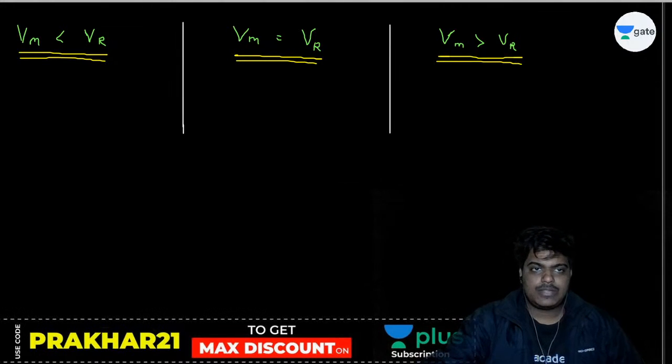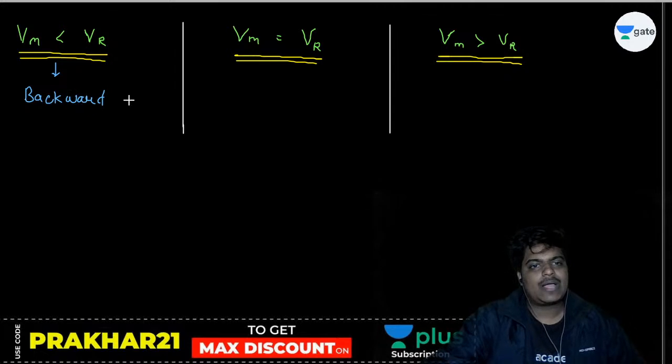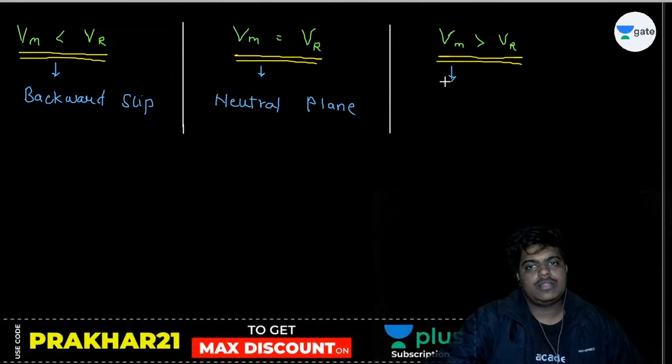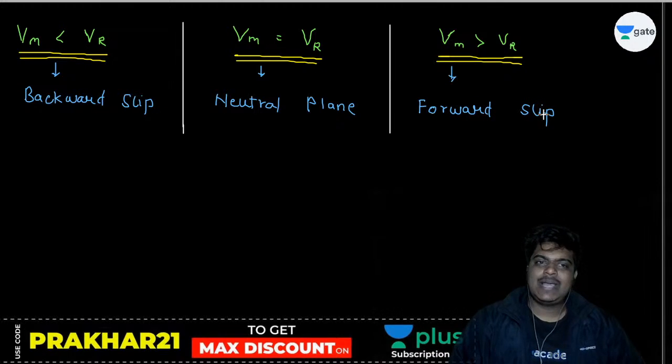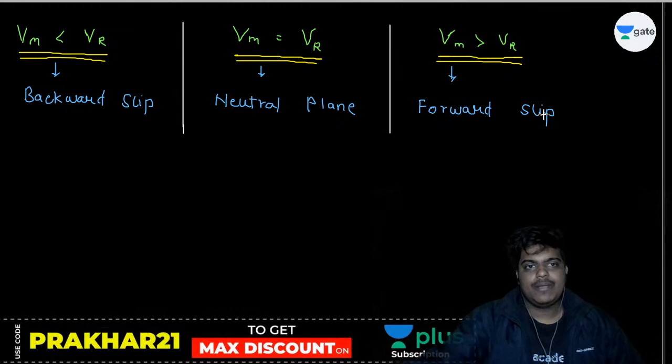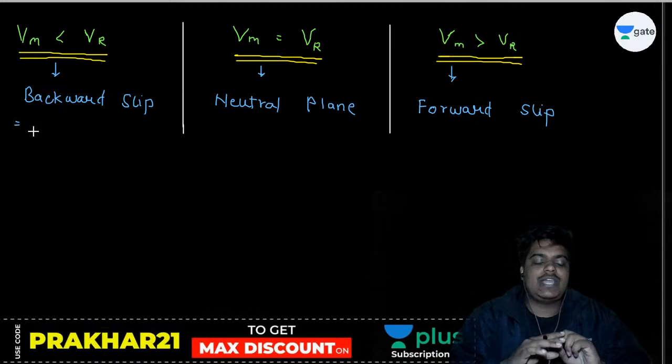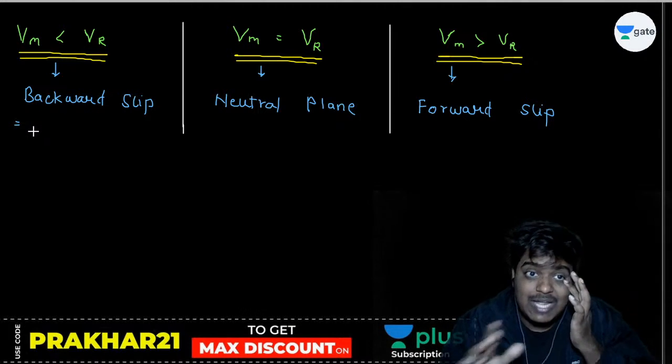Okay? This phase is known as backward slip. This is known as neutral plane, and this is known as forward slip. Backward slip, neutral plane, forward slip. Okay? What is the formula for backward slip? How far behind is it? How much is it less than Vr? Simple. Many a time it is asked about backward slip.